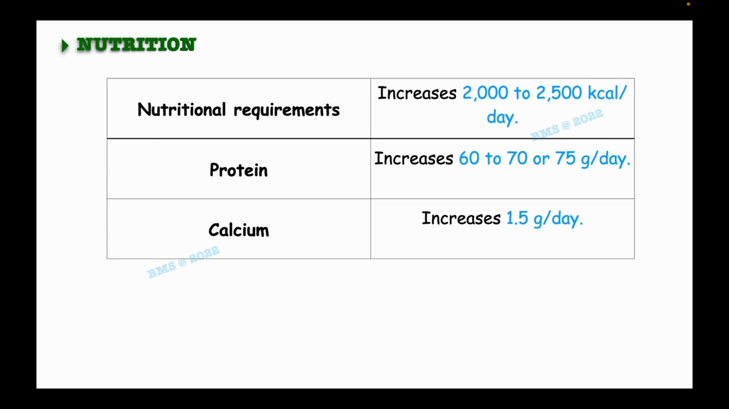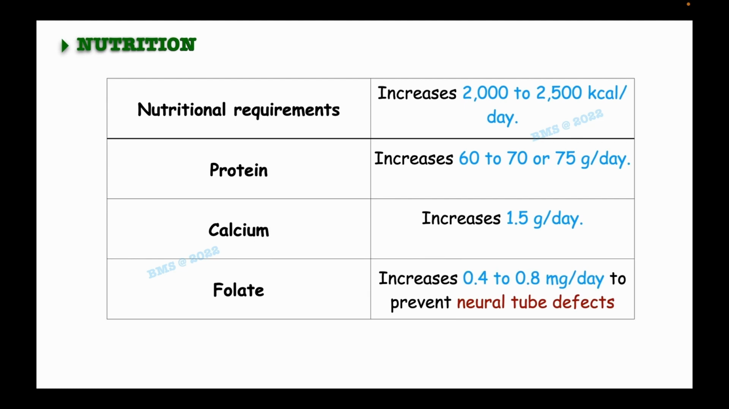Now we realize that many patients develop iron deficiency anemia because of the increased demand on hematopoiesis, both for the mother and the fetus. And so folate requirement increases from 0.4 to 0.8 milligram per day.